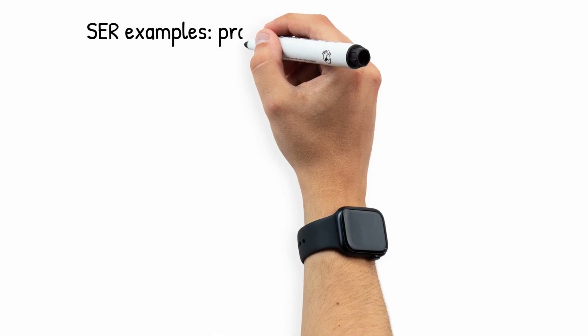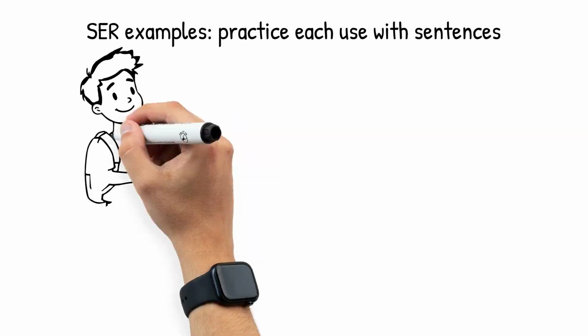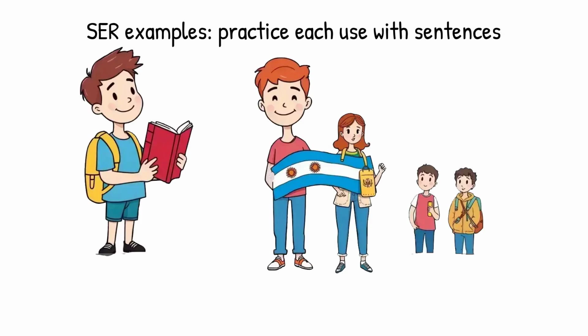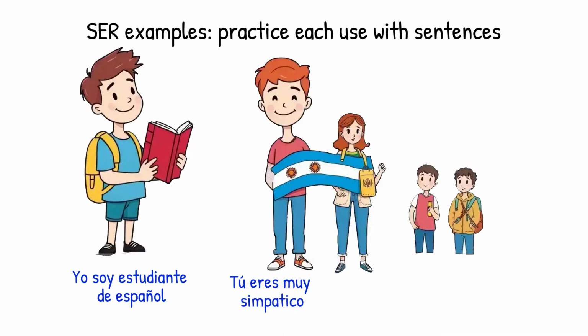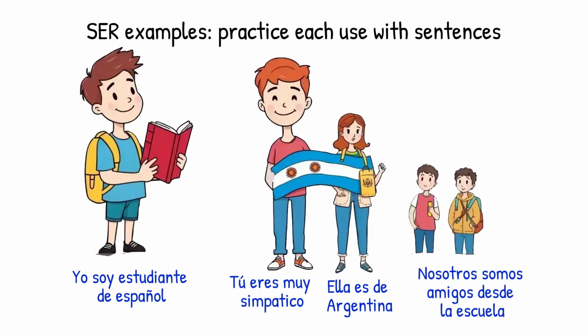Let's go through several full examples, one for each use. Yo soy estudiante de español. I am a Spanish student. Profession or role. Tú eres muy simpático. You are very nice. Personality. Ella es de Argentina. She is from Argentina. Origin. Nosotros somos amigos desde la escuela. We've been friends since school. Relationship.